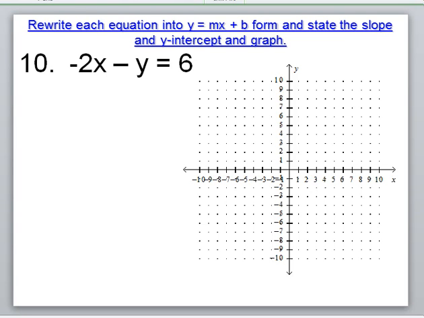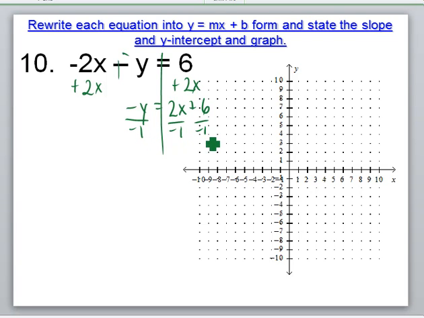The next example, I want to solve for y again. I will do so by moving my negative 2x to the other side. So I'm going to add 2x to both sides. So I get negative y equals 2x plus 6. Divide by negative 1. Y equals negative 2x plus negative 6.